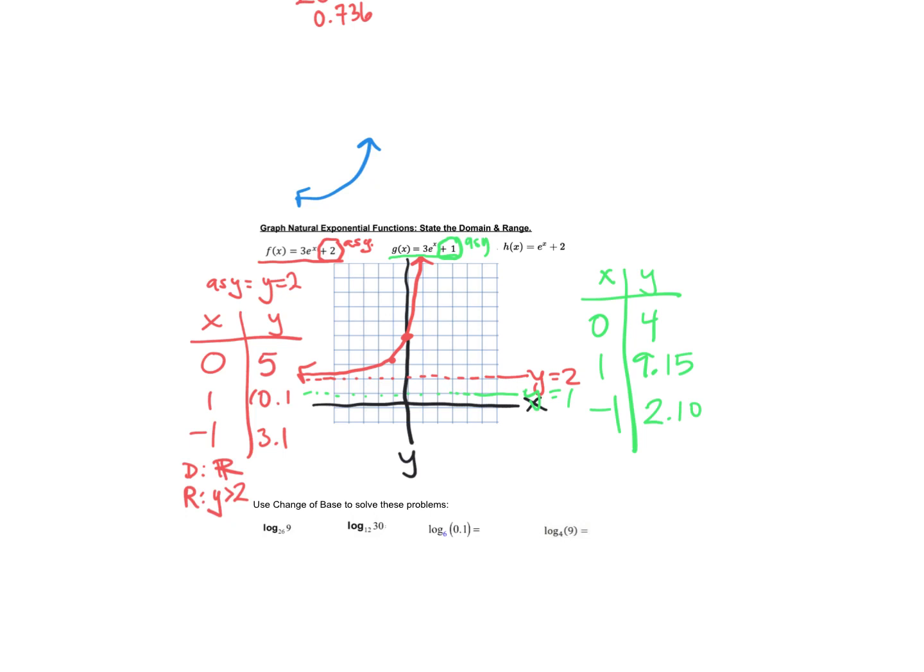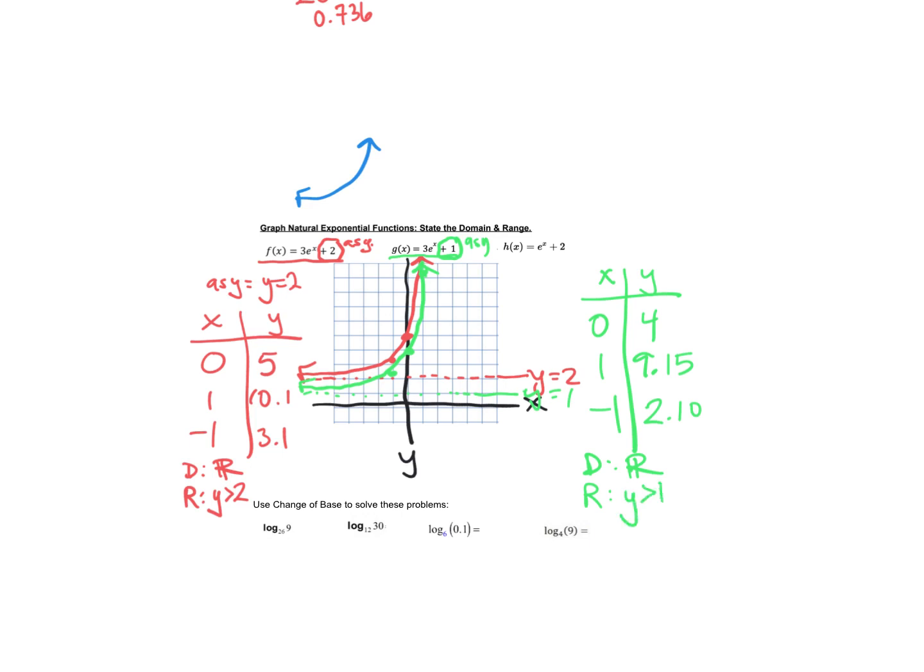0, 1, 2, 3, 4, 1, 9.15, that's about here-ish. And then -1, 2.1 is about here. Okay, there is that graph. It's g of x. What's our domain of g of x? Well, it's an exponential function, so our domain is all real numbers. What is the range? It has to do with our asymptote, so our range is y is greater than 1.